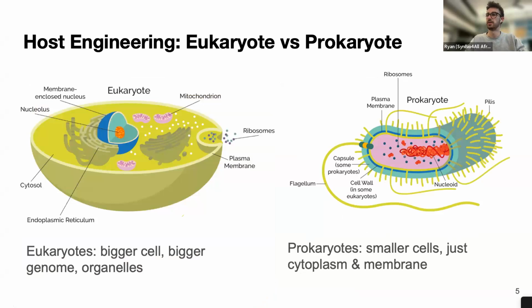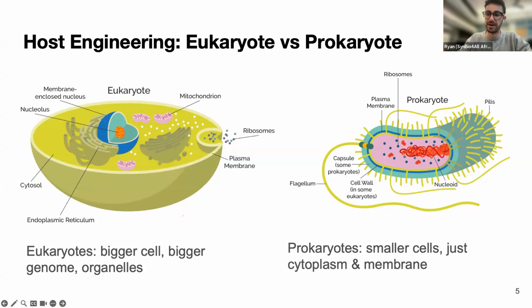So getting down a little bit more specific into eukaryotes versus prokaryotes. Prokaryotes is bacteria mostly, and eukaryotes is things that have a nucleus. They have different cellular structures and cellular organizations that change how you organize and work with the cells. Eukaryotes have a bigger genome and have organelles. Humans are eukaryotes, but also baker's yeast is a eukaryote.